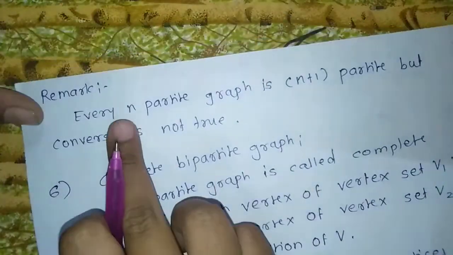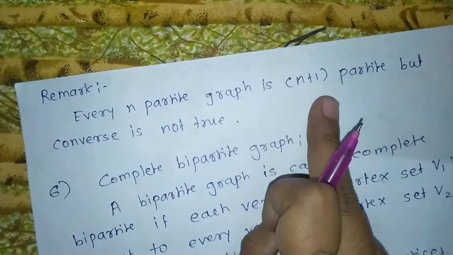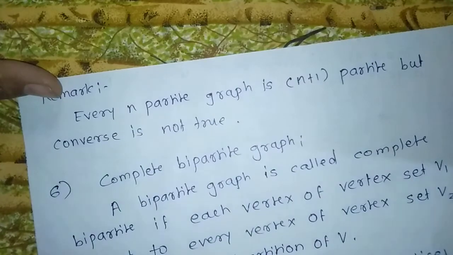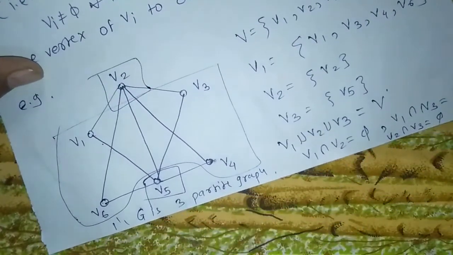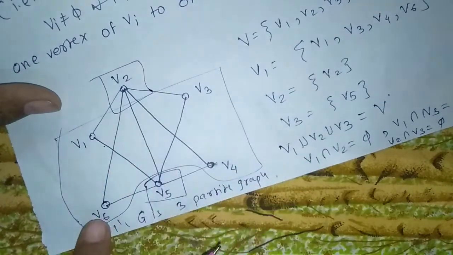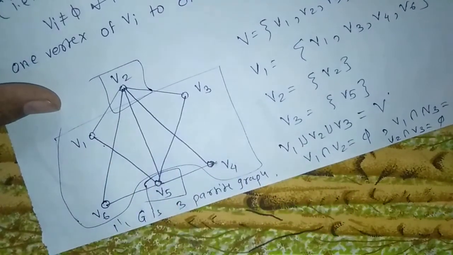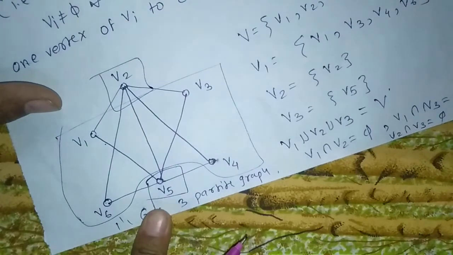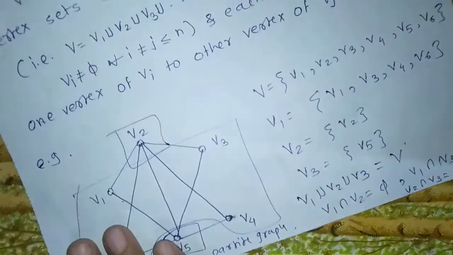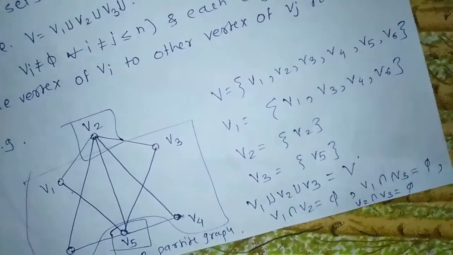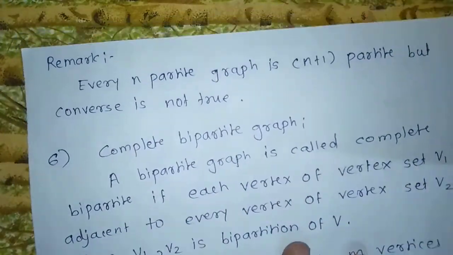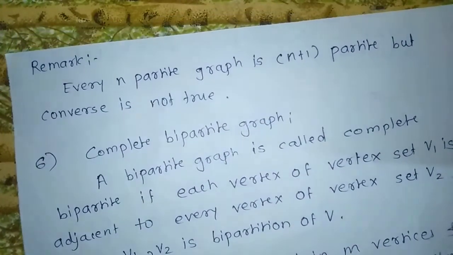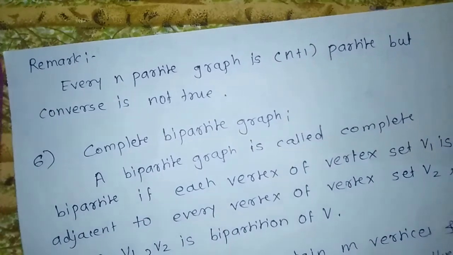Next remark, every n-partite graph is n plus 1 partite, but the converse is not true. This means every n-partite graph may be n plus 1 partite, because if we take v1, v3, v6 as one set and v4 as another set, this may become a 4-partite graph. But an n plus 1 partite graph is not necessarily n-partite. Here we stop. In the next video we will see the definition of complete bipartite graph.